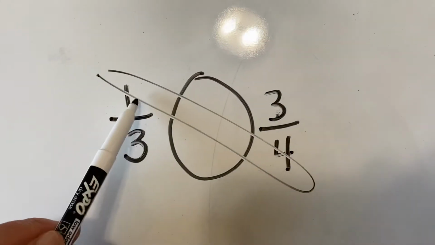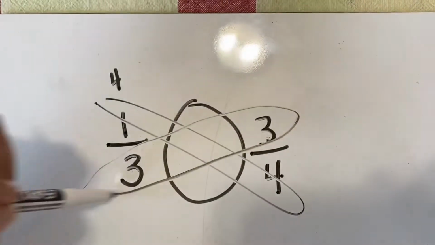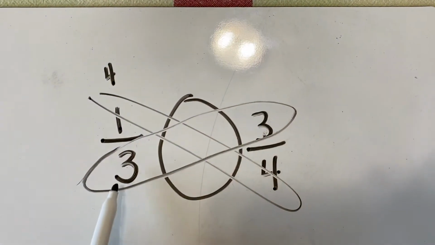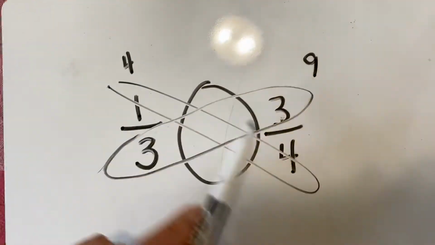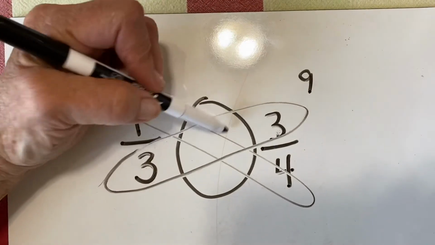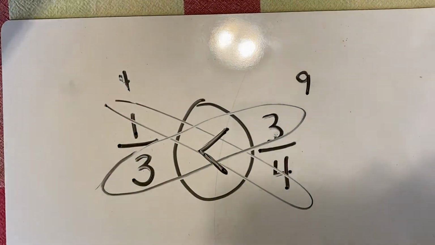What is 4 times 1? 4. And we just put it up here. And then we cross multiply here. It looks kind of like a butterfly. What is 3 times 3? 9. And what is bigger, 4 or 9? Boom, that is the bigger fraction. Okay, so that's our little secret shortcut.